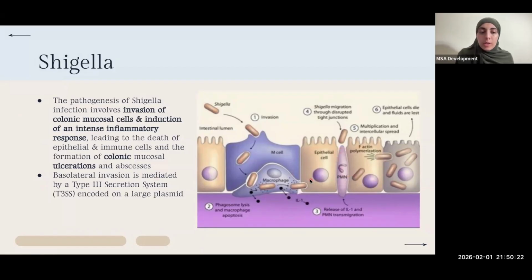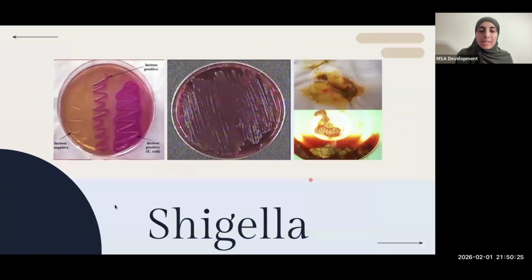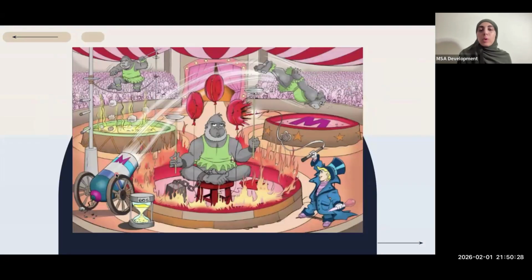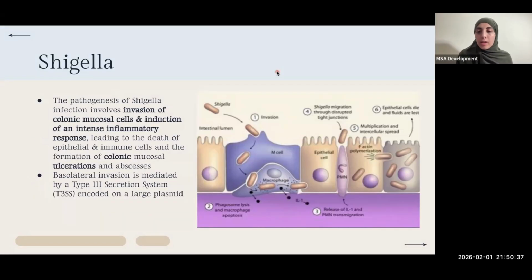And if you remember this M cannon, this is how it moves from one cell to the next. Okay, the M is for M cell. First it goes into the M cell, and then it will move from one cell to the next, kind of like a cannon. Look at it. It's being pushed. So another thing other than this going into the cells is that you have destruction of the tight junctions. Okay? So as this Shigella bacteria is moving from one cell to the other, like the cannon, on its way, it's destroying the tight junctions.